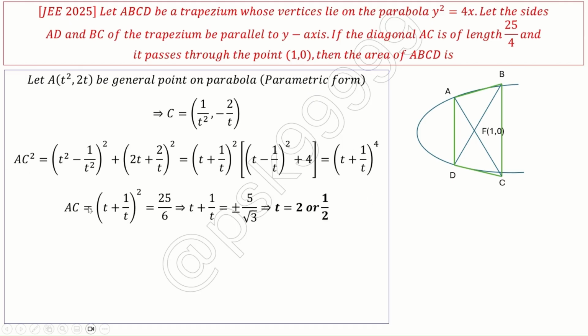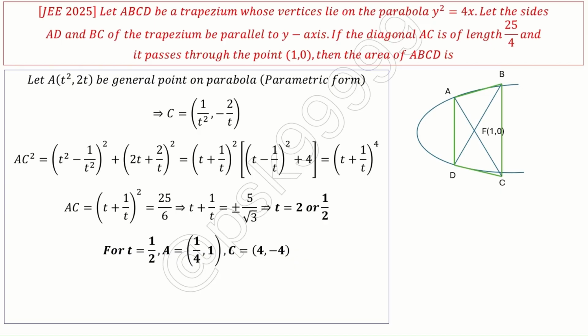So AC is nothing but (t plus 1 by t) whole square, which is 25 by 4. Now I can solve this very easily. t plus 1 by t is equal to plus or minus 5 by 2. So I get two values: either t is equal to 2 or t is equal to half. These are the two values I get. Now once I know that, substitute one of the values of t. For t equal to half, I get A as (1 by 4, 1) and C as (4, minus 4).